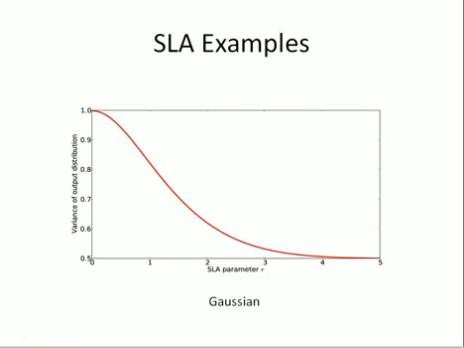In this graph, on the bottom axis, we're presenting the SLA parameter that specifies the window length again, changing it from 0 to a very big number, like 5. And on the vertical axis, we're seeing the variance of the output distribution. So this is again for just a single Gaussian peak.